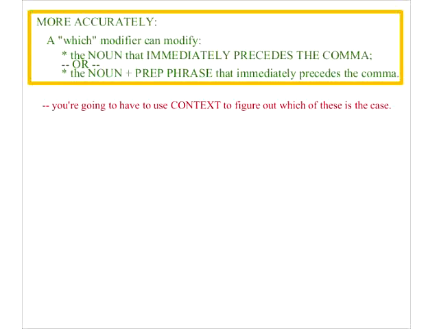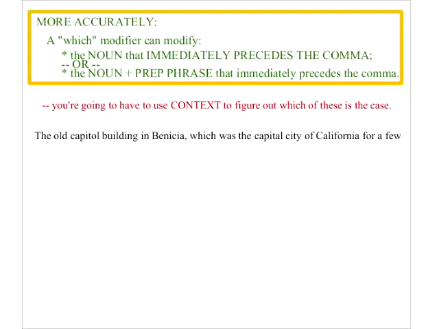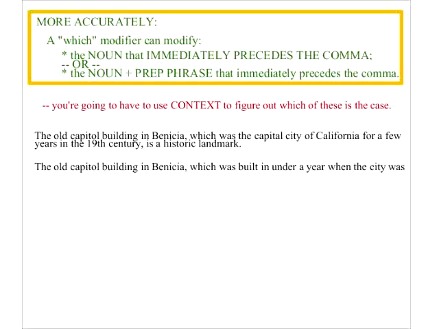So let me just give you two examples. If you say, the old Capitol building in Benicia, which was the capital city of California for a few years in the 19th century, is a historic landmark, versus the old Capitol building in Benicia, which was built in under a year when the city was designated capital of California, is now a historic landmark.